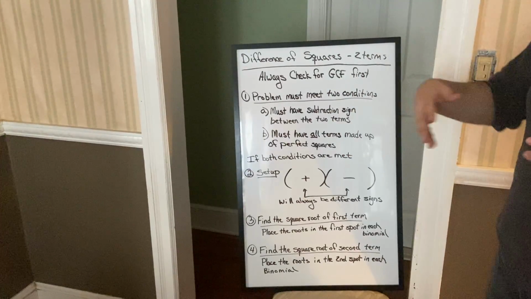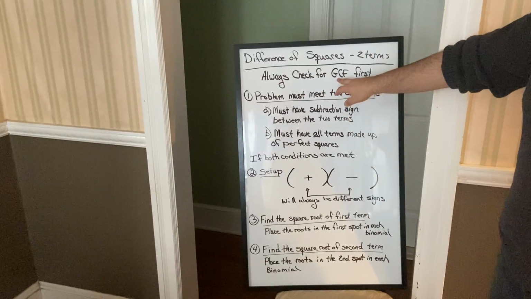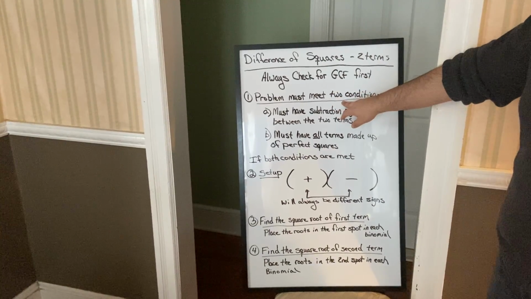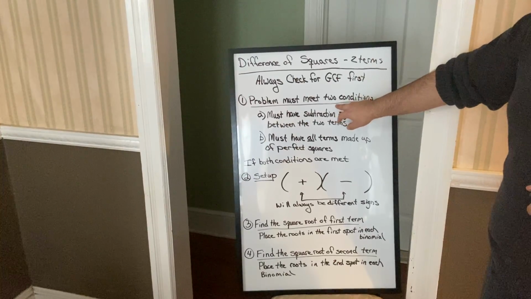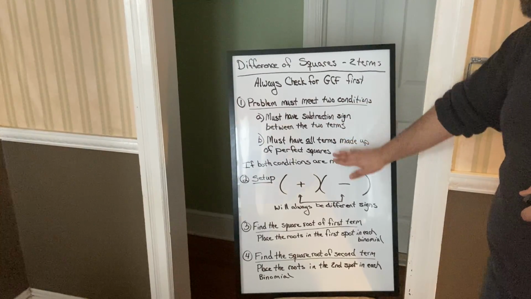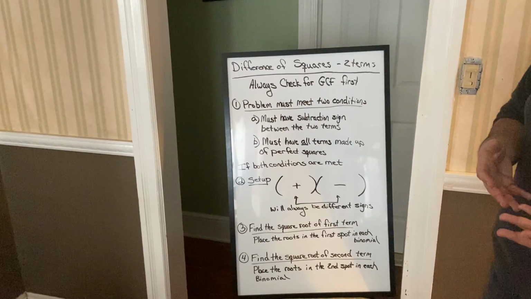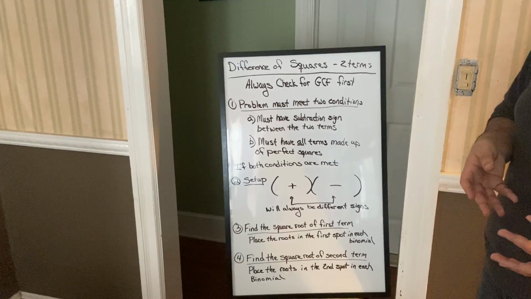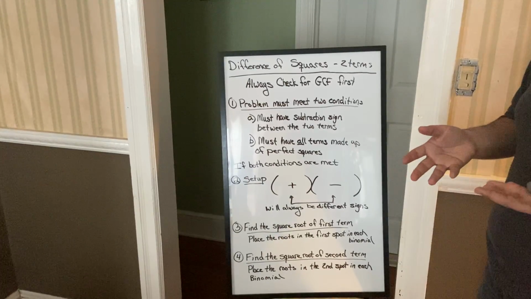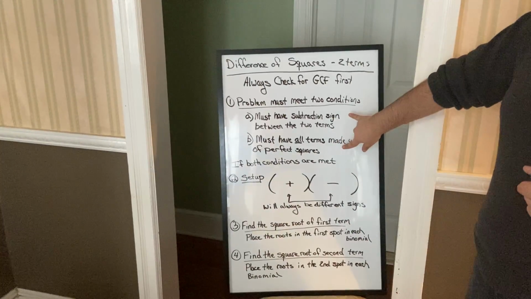Once you decide if there was a GCF, or even if there wasn't a GCF and looking at the leftovers, what you're going to do when you have 2 terms is you're going to have to see if the problem meets 2 conditions. If it does not meet the 2 conditions here, we cannot continue on. You would say that the problem is either prime, if you couldn't take out a GCF, or if you were able to take out a GCF, then that's going to be your final answer. You just can't do the additional difference of squares. So what are those 2 conditions?